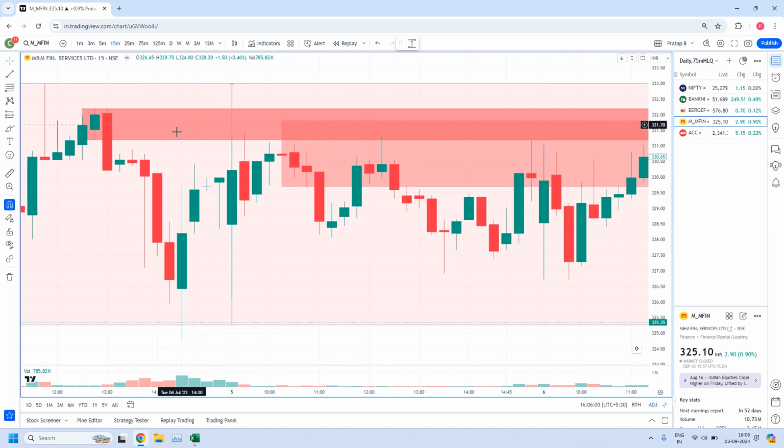And moreover, this zone is the lower time frame zone responsible for the creation of this higher time frame zone. See, this entire 15-minute zone was created by taking the order flow. See, after that it gave several tests.